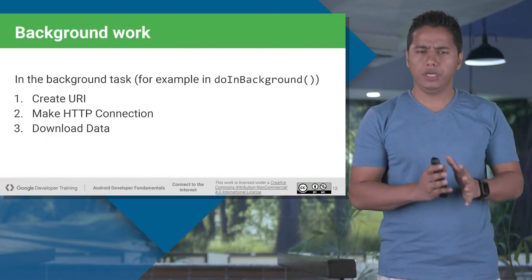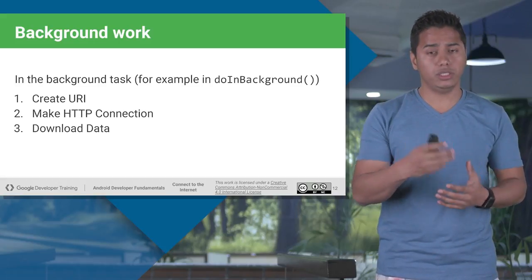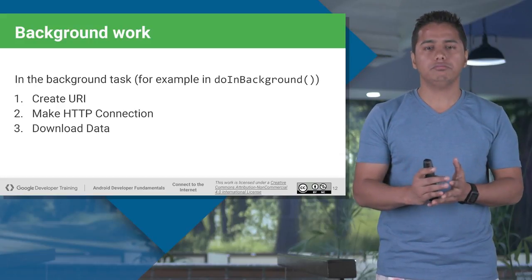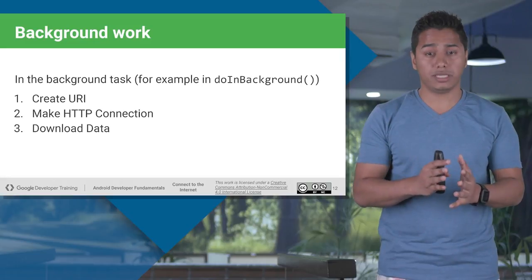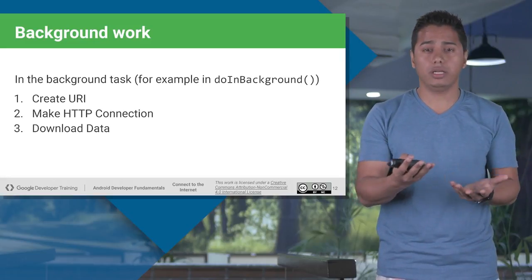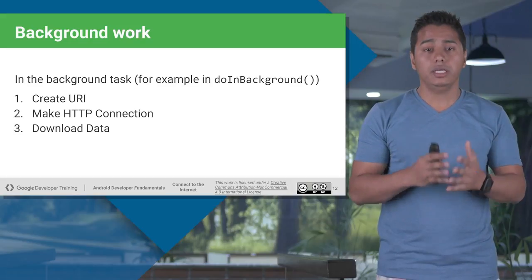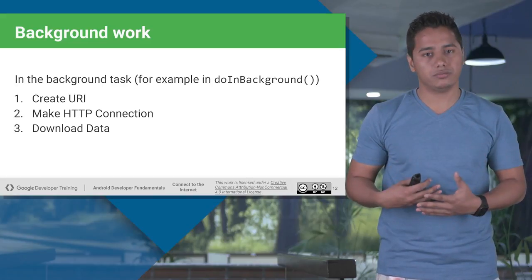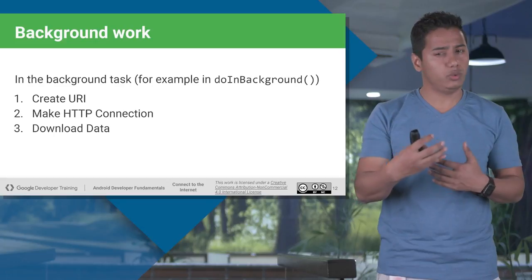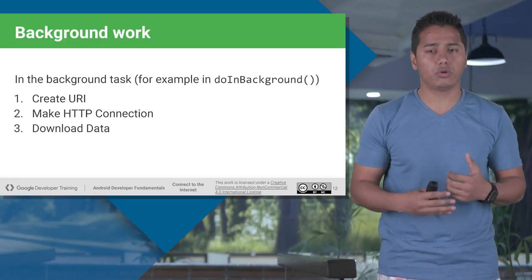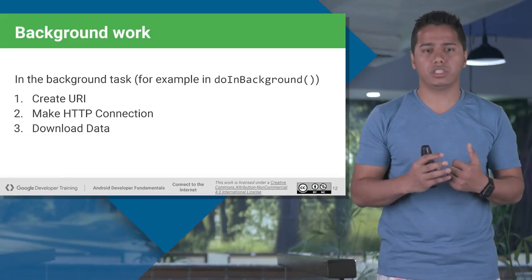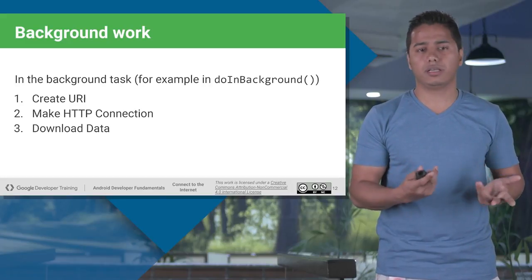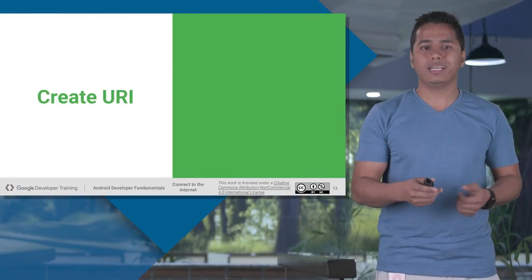So what exactly will you be doing in your background task when you are connecting to the internet? Well, first you need to create a URI. URI means to which point you want to connect. It may be a file, it may be a URL, or it may be a database connection you want to connect to, right? Second thing, if you are connecting to the internet, then you need to make the HTTP connection, because we know how we connect to the internet with the help of the HTTP protocol. So here also you need to make an HTTP connection. And once you are connected, then you can download data, upload data, all the background tasks you want to do.